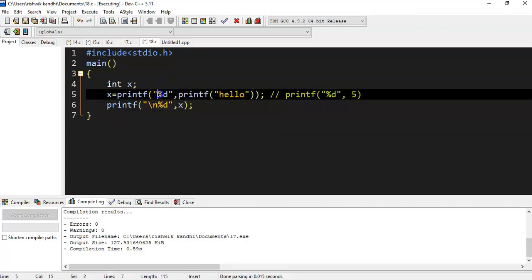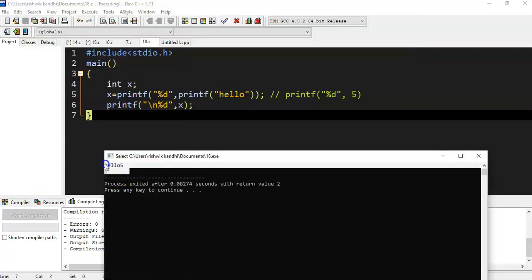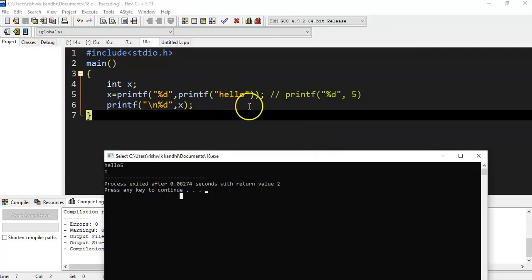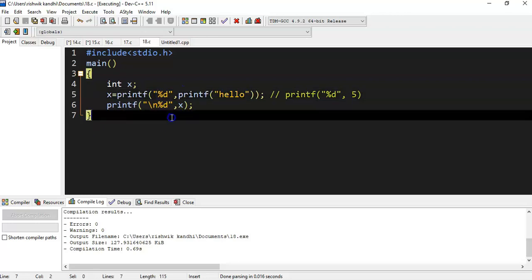Consider the characters that would be placed in the first double quotes of the outer printf function. So the output would be hello 5 1. Why hello 5? Because the evaluation of function arguments takes place from right to left, not from left. If you evaluate from right to left, first hello would be evaluated and printed, then percent d would be printed. That means hello 5 followed by 1.